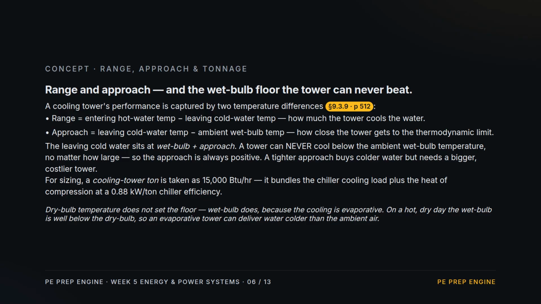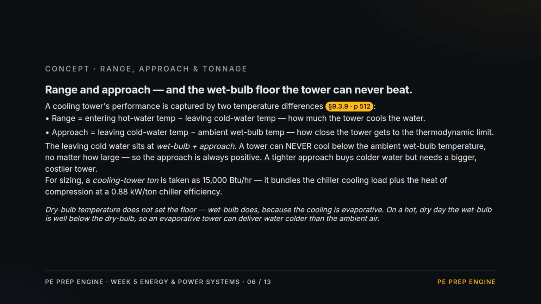Move to the cooling tower. 2 temperature differences define it. Range is the hot water temperature in minus the cold water temperature out, how much the tower cools the water. Approach is the cold water temperature out minus the ambient wet bulb, how close the tower gets to its limit.